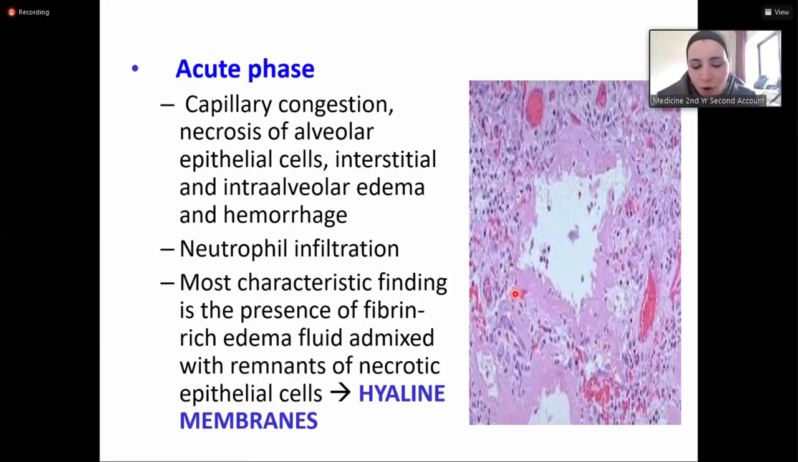The hallmark of diffuse alveolar injury or diffuse alveolar damage is the formation of what we call hyaline membranes. The hyaline membranes are made of fibrin, like this pink area I am pointing at, this pink membrane lining the alveoli. They consist of fibrin, necrotic debris, remnants of epithelial cells, and edema. These are called hyaline membranes, and they are characteristic of diffuse alveolar damage or diffuse alveolar injury.